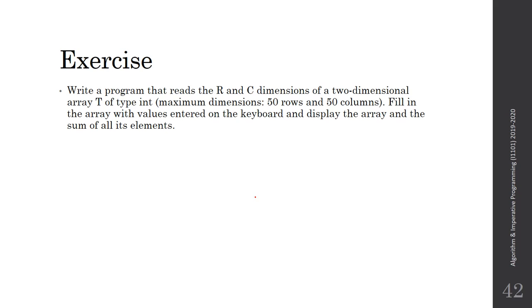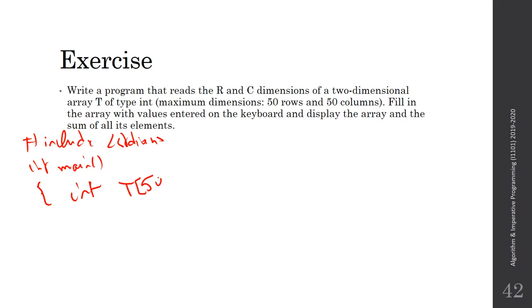So let's start. We'll include the standard input output, and we'll start with int main. In int main, we'll have a two-dimensional array called T. We should give the dimension, so it's 50 by 50, and we'll have two counters, i and j. We will use sum later on because we need to do the summation, and this is it for now.